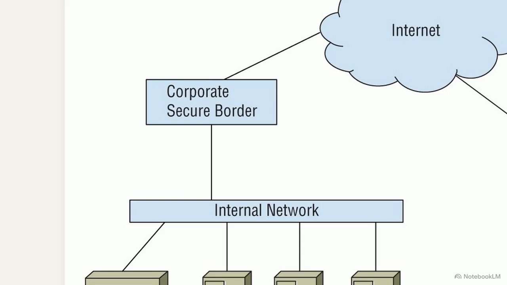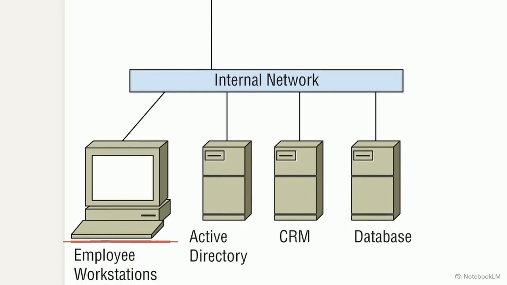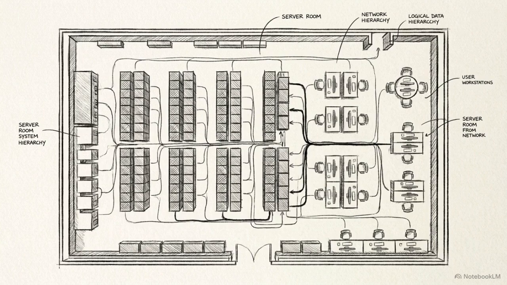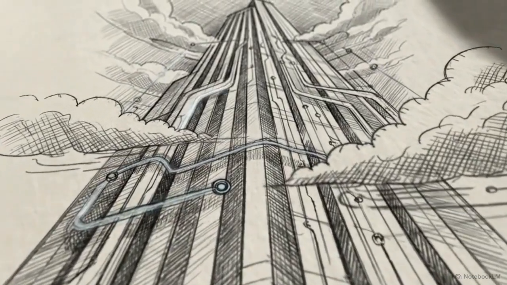In this closed loop, identity management is simple. An employee workstation securely queries the local Active Directory, authenticates, and accesses the local CRM. The architecture functions perfectly. But it works under one strict condition: every user, device, and application must remain physically inside the corporate box. Modern business realities break this physical boundary.